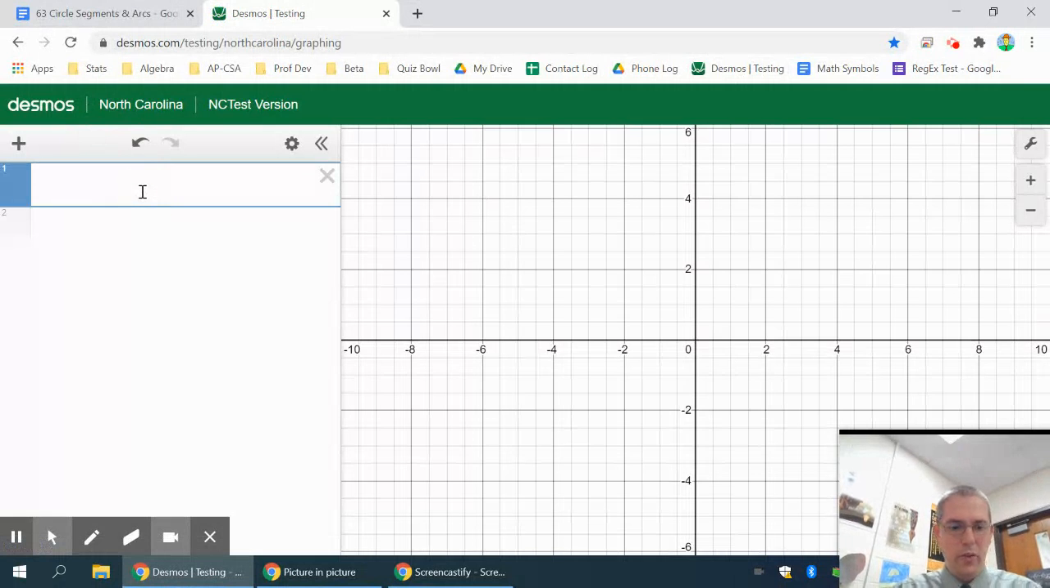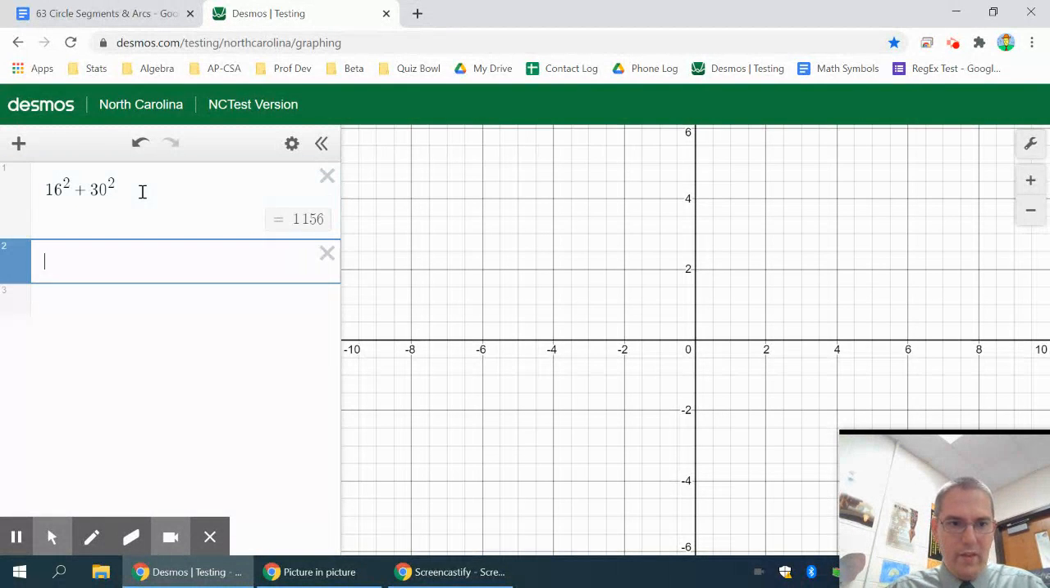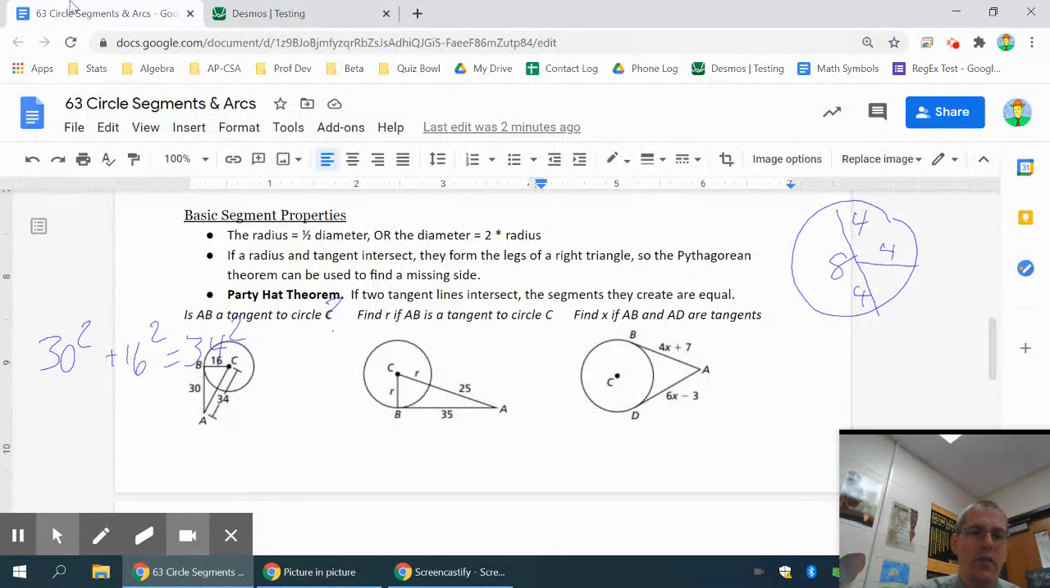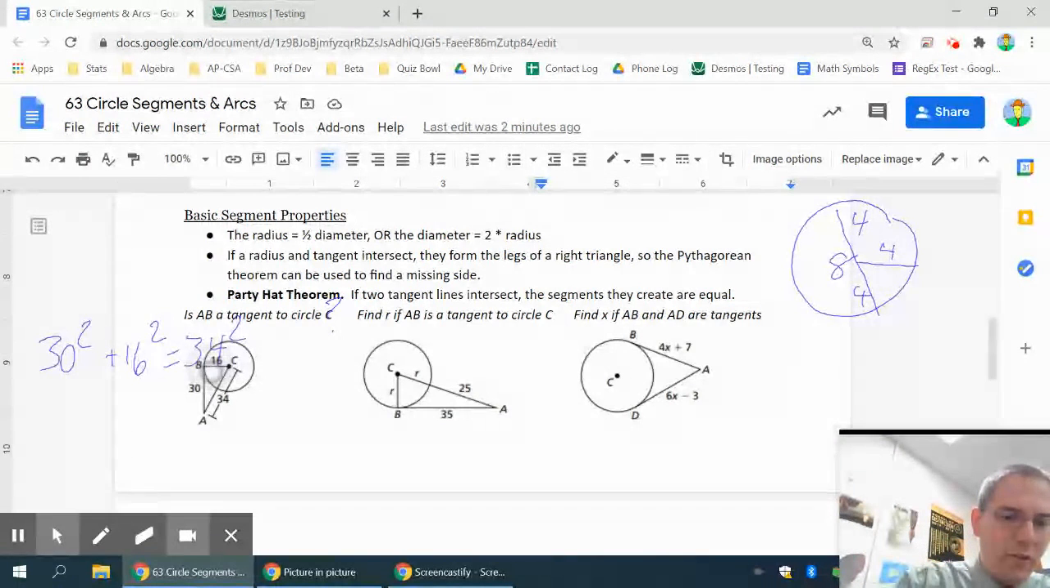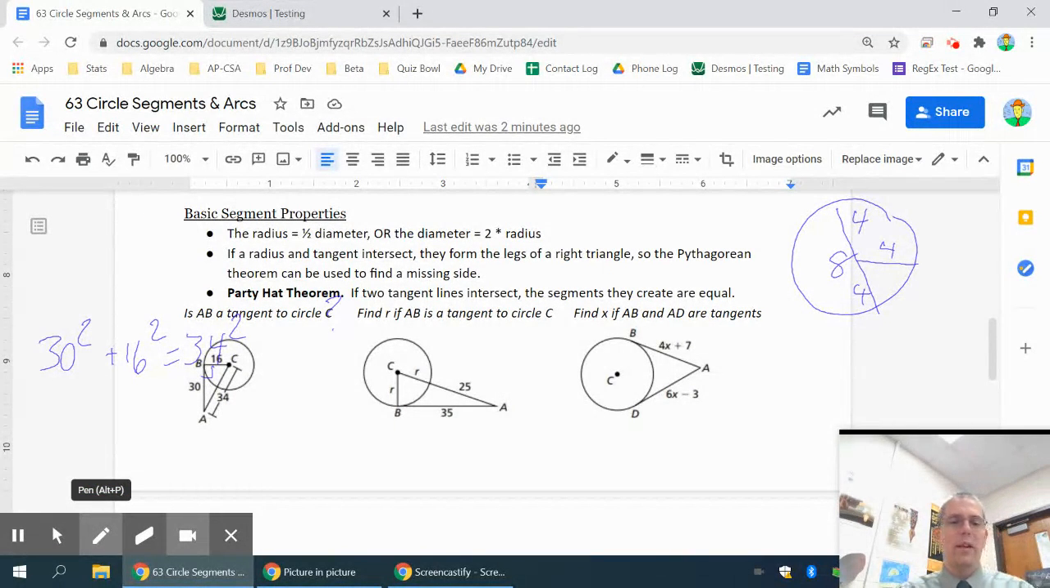And I could just do 16 squared plus 30 squared. That's 1156. And 34 squared is 1156. So that would be a right triangle, since 16 squared plus 30 squared is 34 squared. So this is a right triangle, and since that is a right triangle, you know that this is a right angle there, and if a line intersects a radius at a right angle, it has to be a tangent line.